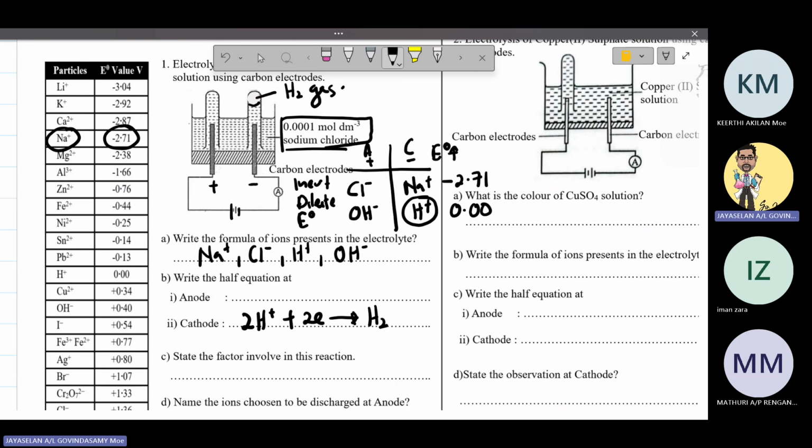You choose the lowest E0 value. So what factor is involved in this one? Your answer is the E0 value. How do we choose at the cathode, sir? The E0 value will be given to you in the exam. This is positive 1.36. Okay, this is positive 0.40.